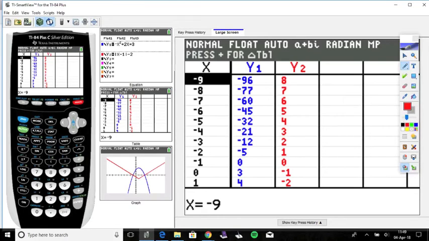Again, where f of x equals g of x is where the lines cross. So what x values do they cross at? Okay, just like we did in the example.